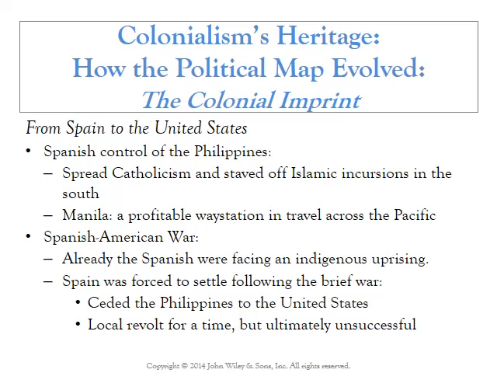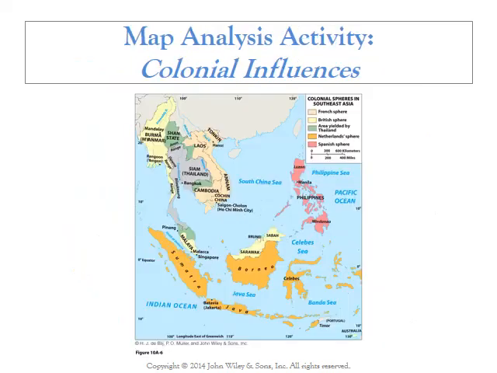Other countries became players in this region, including the United States, in the 20th century, as the United States wrested control of the Philippines away from the Spanish. Okay, a couple of points to ponder as you look at the colonial spheres of influence in Southeast Asia. What kinds of impact would European colonization have had on this region? And finally, which areas do you believe would have more European imprints, and which areas would have less, and why?